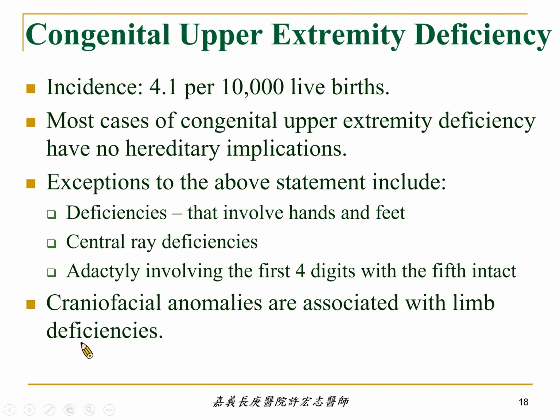So there are some anomalies that come with limb deficiency. We call those the craniofacial anomalies. In fact, in our clinic, many parents will first notice the craniofacial anomalies, then the limb deficiency. It is our experience. So identification of craniofacial anomalies, which one is not normal, should be observed together with the limb deficiency. Okay, this is the important note of upper extremity deficiency.